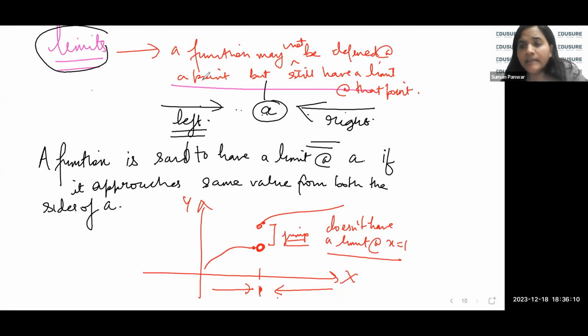What is the limit? Limit is that value which a function approaches from both the sides of a point. Okay, if the left hand limit is equal to the right hand limit, then that common value is called the limit of the function at that point. ये है basic definition. If you want, you can write down this definition. In examination, you will be given functions to calculate the limits, and I will tell you how to calculate them. But this is the basic definition.